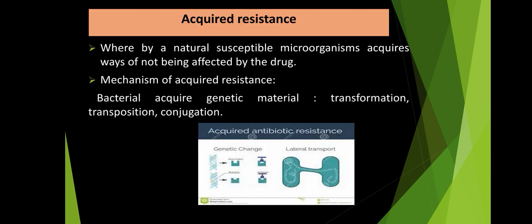The second concept is acquired resistance, where a naturally susceptible microorganism acquires a way of not being inactivated by the drug. Mechanism of acquired resistance. Here the bacteria acquire genetic material by transformation, transposition and conjugation.